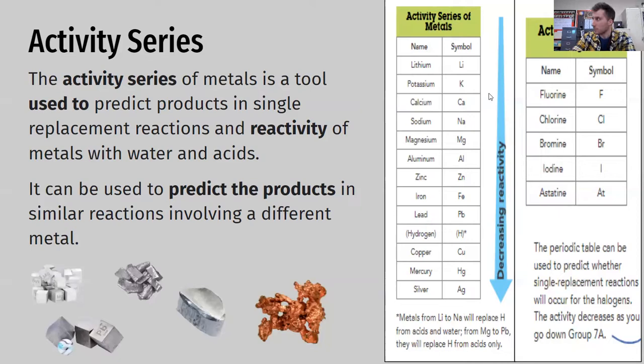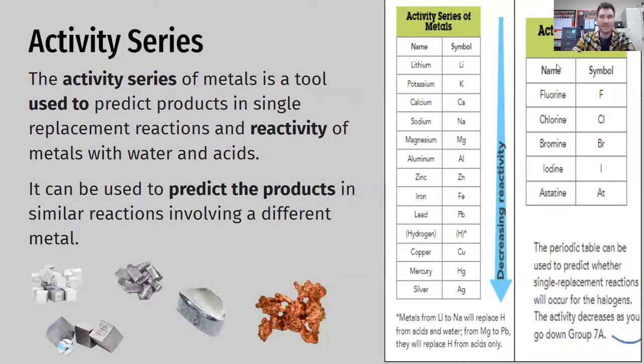Now, we also have an activity series for the halogens, the group 17 elements, and those are listed as such. The nice thing about this is that all of these elements are actually in the same order as they appear on the periodic table, where fluorine is going to be the most reactive. And as we work down that group on the periodic table, those elements become less reactive.